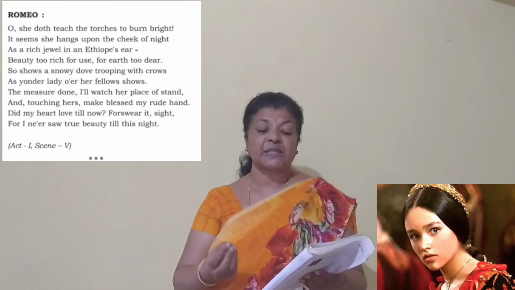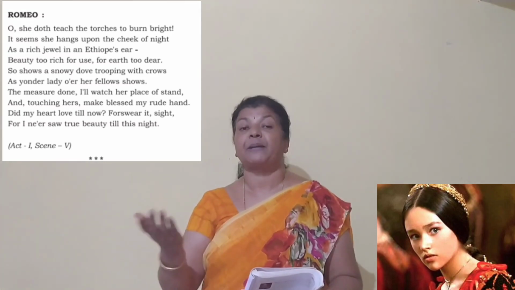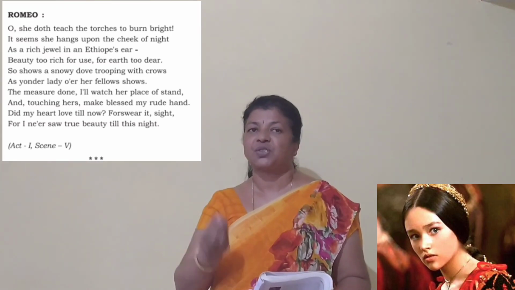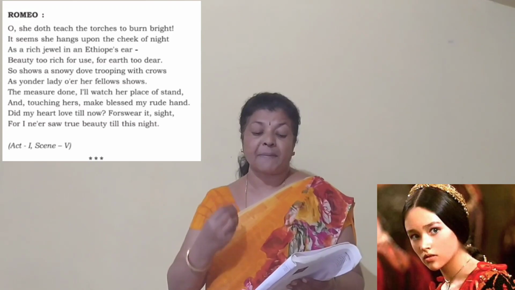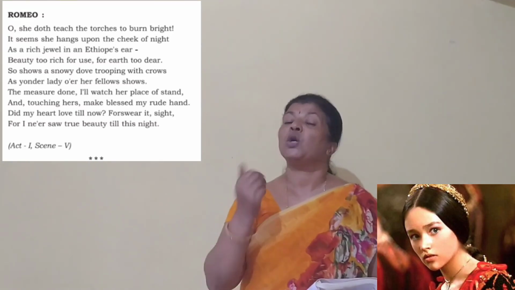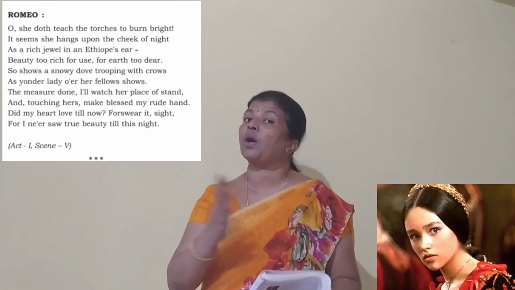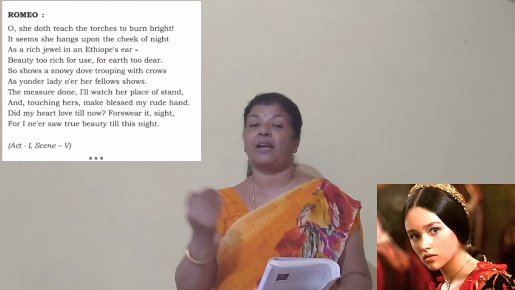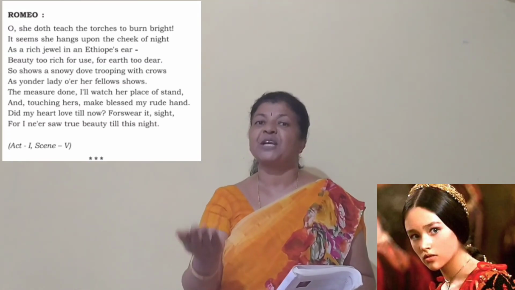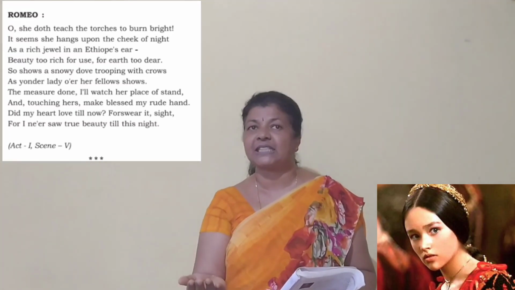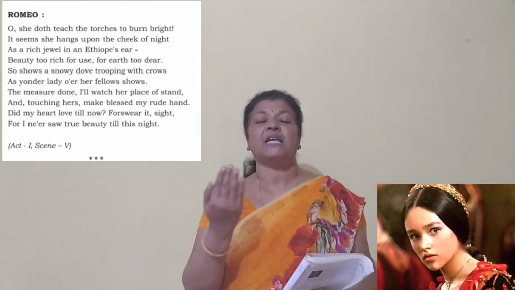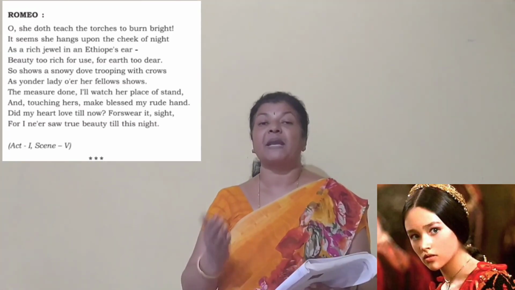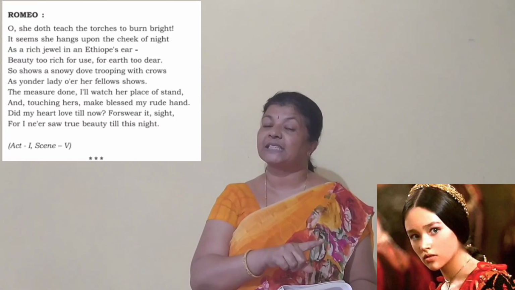And touching hers, make blessed my rude hand. He wants to touch Juliet's hand. By touching, he says, make blessed my rude hand. He says his hands are very rude; he was a soldier, a warrior, so holding weapons has made his hands very rough. Her hands are divine, very, very soft. By touching her hand, he wants to make his rude hand blessed. His hands would become divine, would become soft. Juliet's hands he calls divine.